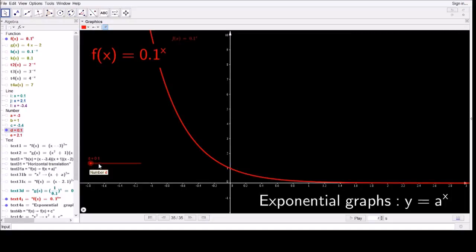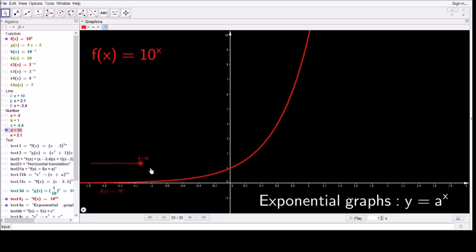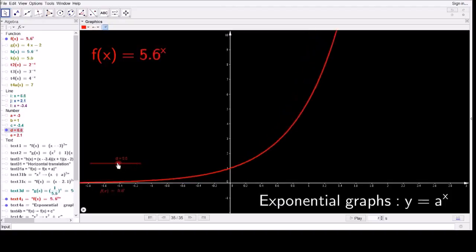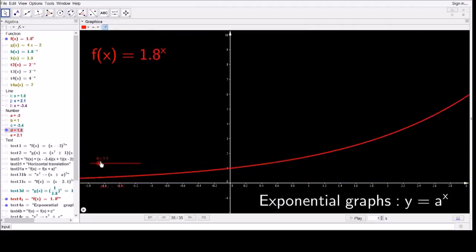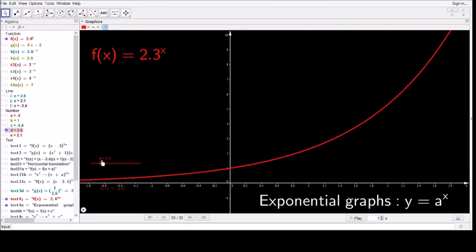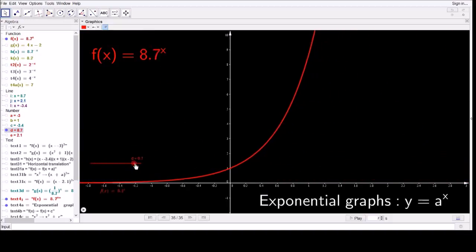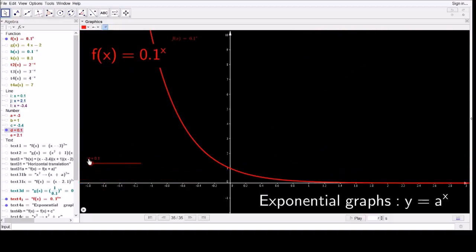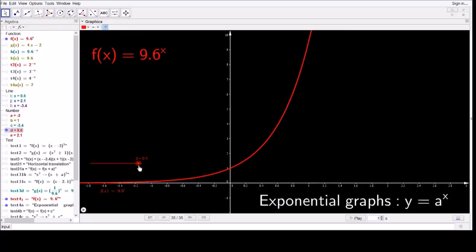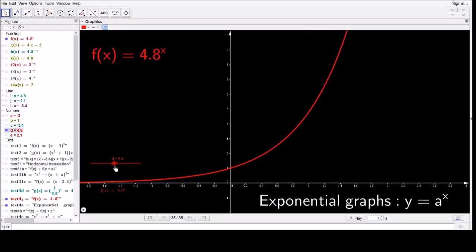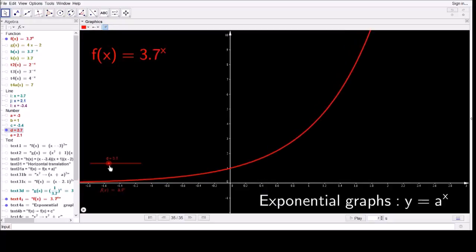So what about if we go down to 0.1? So f of x is 0.1 to the power of x. f of x is equal to 10 to the x. So they look as though they're curving upwards by the same amount, but they're just in different quadrants of the graph. So do you think it's possible that they're a reflection in the y-axis? What do you think about that? Well, in fact, the answer is yes. It is a reflection in the y-axis.